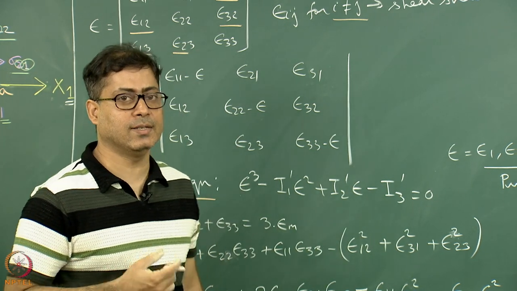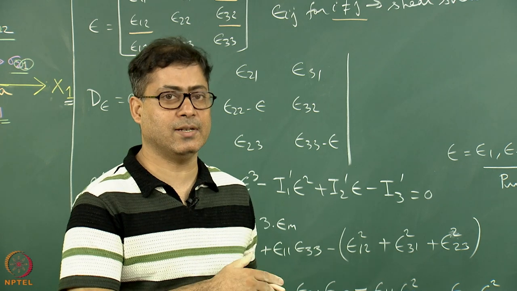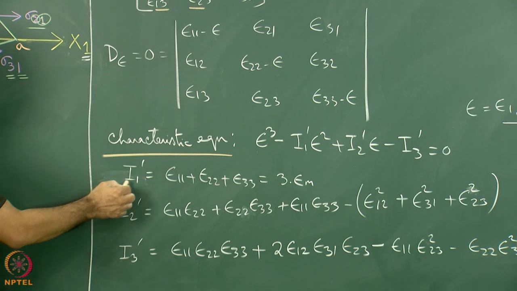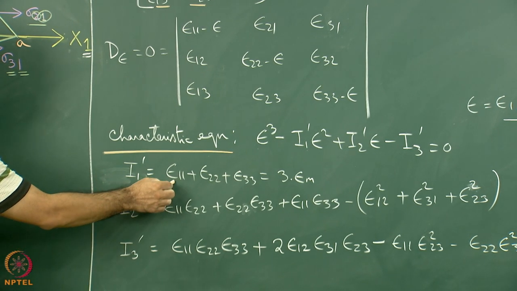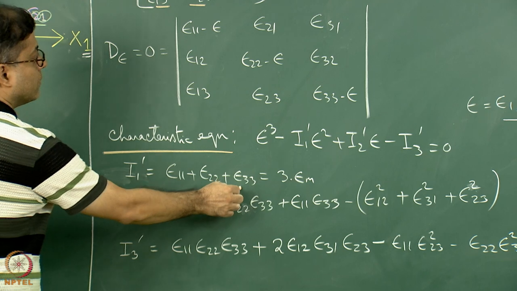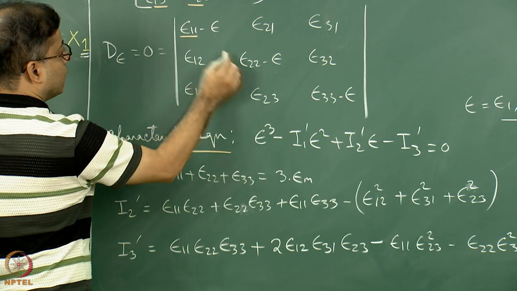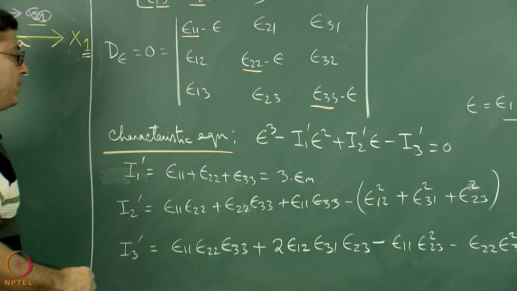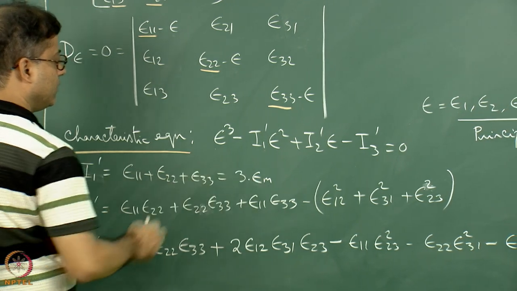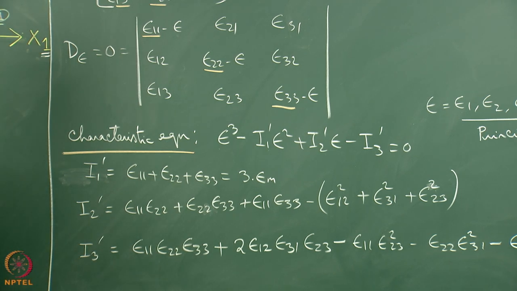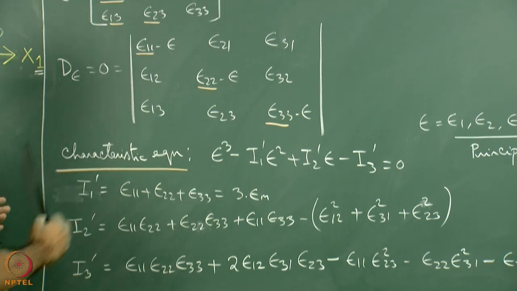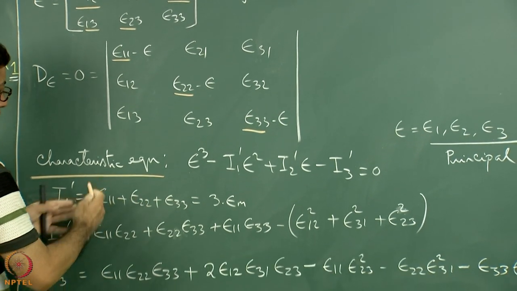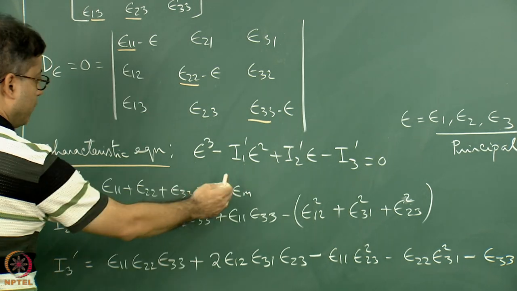Here we can speed up. The reason is the same logic goes as was done for the stress, which is already explained. So now I1 dash, the first invariant, is given by epsilon 11 plus epsilon 22 plus epsilon 33, which is equal to 3 multiplied by epsilon m. Epsilon m is the mean extension along the three perpendicular directions, given by the sum of these three divided by 3. So that is why this is equal to 3 times the mean strain.